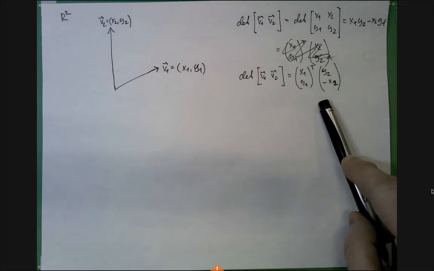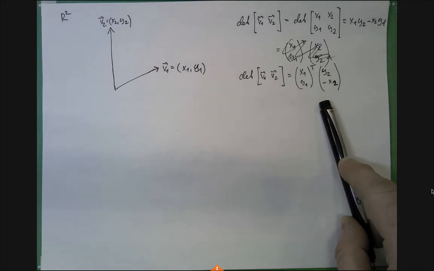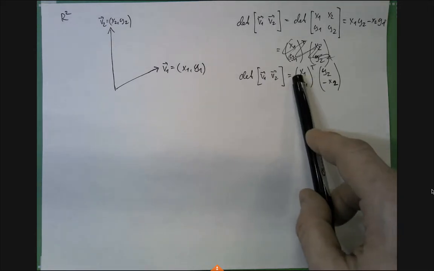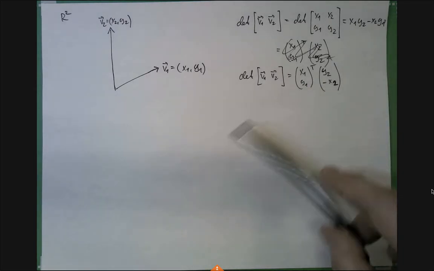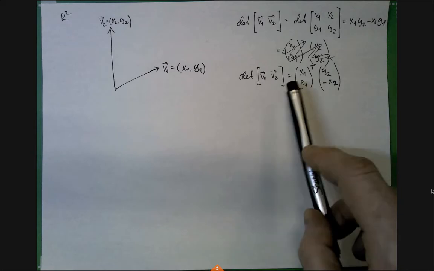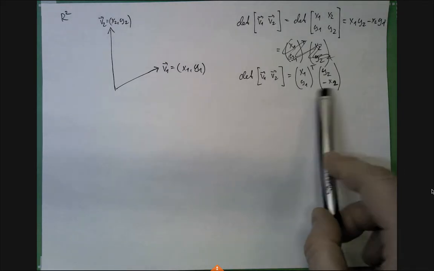Okay, now that's correct. So this is x1, y2. That's what I have here, and it's minus x2, y1. Yeah, now that's correct. So the determinant is a dot product of these two vectors.